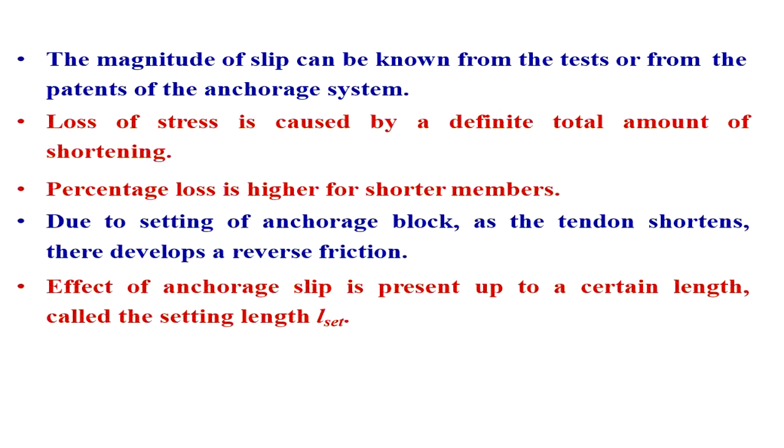Due to setting of the anchorage block, as the tendon shortens, there develops a reverse friction. The effect of anchorage slip is present up to a certain length called the setting length, L set.